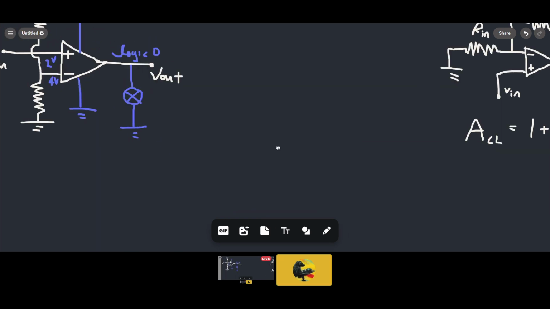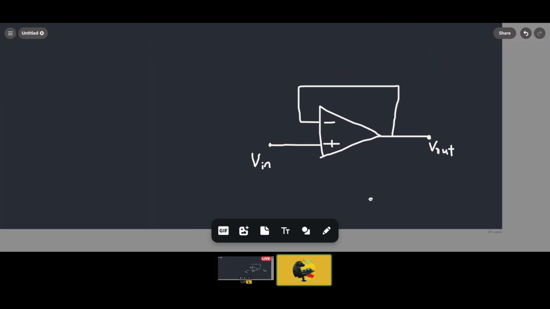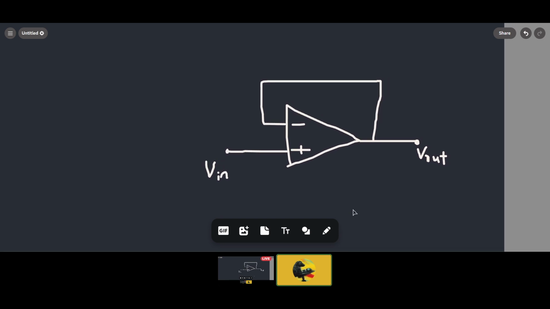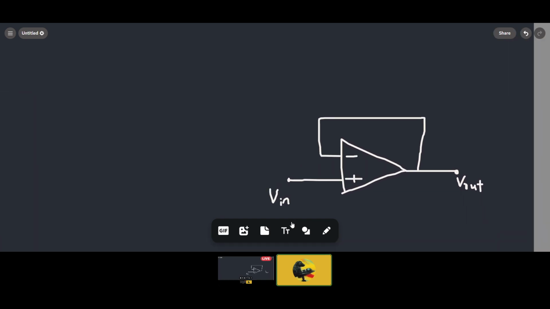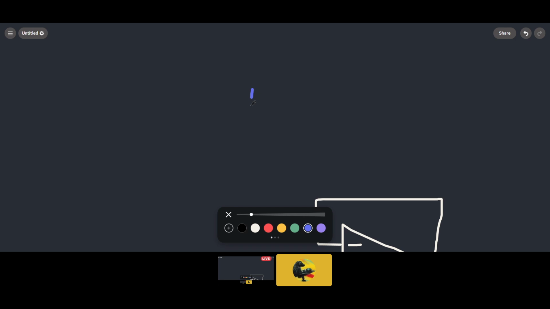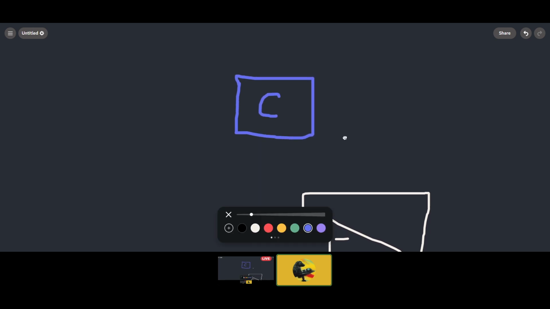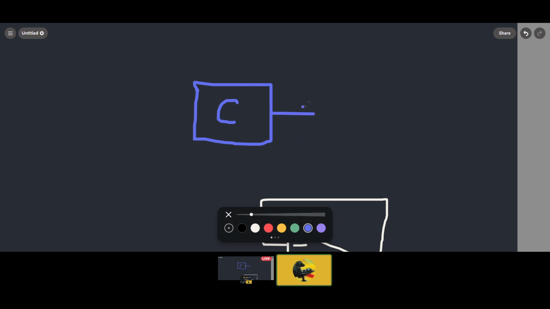Alright, and now voltage follower. These names are pretty self-explanatory. A voltage follower takes the input and then outputs the input. That may sound kind of useless, but for delicate circuits, it is very useful. So what do I mean by that? Let's say you have this circuit, and I'm just going to put a box, C for circuit. And then let's say this is the output.